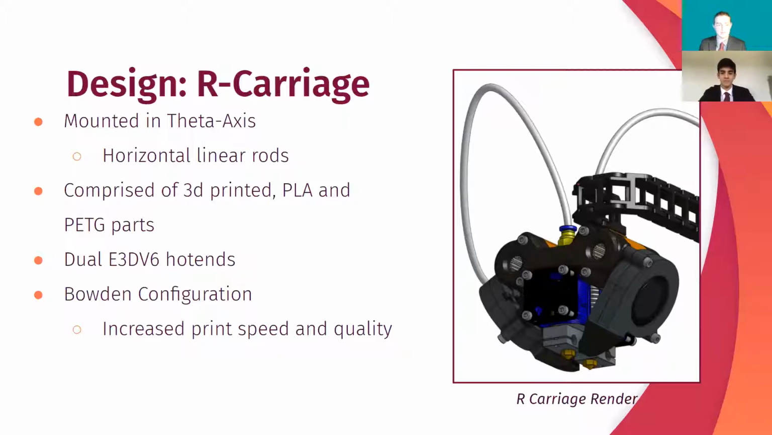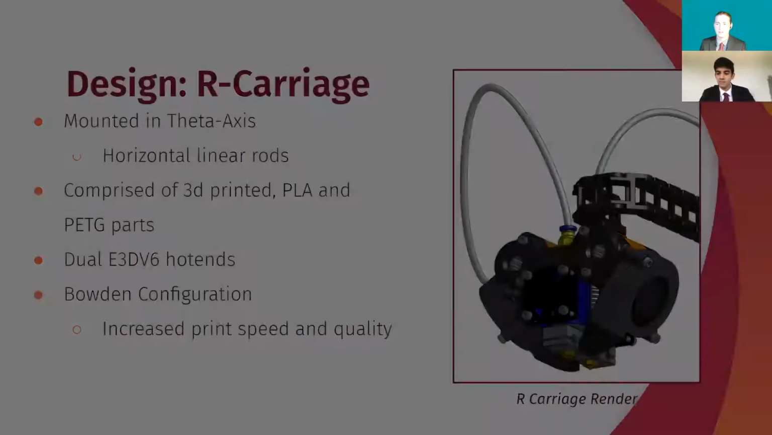Now, we've designed the entire thing such that the actual frame or the actual parts and components of this carriage are both PLA and PETG 3D printed parts, in order to decrease the weight and enable the ease of manufacturing of this actual component. Additionally, we implemented a Bowden configuration, which means that the actual motors, which are in charge of propelling the filament through the extrusion system, are mounted elsewhere on the printer. This helps to decrease the actual weight of the axes, in turn allowing for increased speed and, more importantly, increased quality.